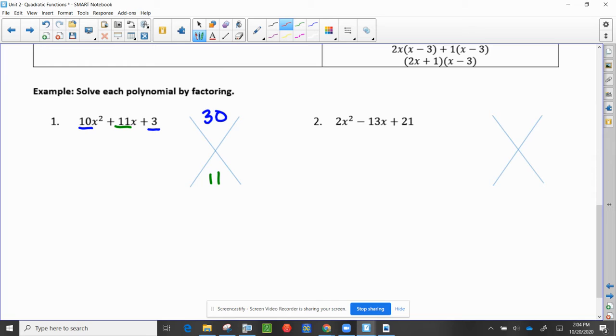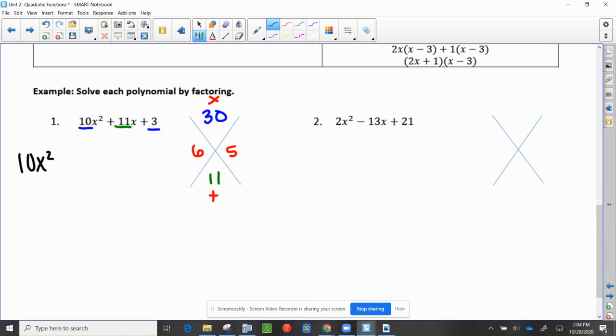So now we need to think of two factors that multiply to 30, but add to 11. Take a second and think about what two numbers can multiply to 30, but add to 11. Okay, well, hopefully you said that 6 and 5 are going to work for that. 6 times 5 is 30. 6 plus 5 is 11. Okay, so here's how we set up the problem. The first term is going to stay the same, 10x squared.